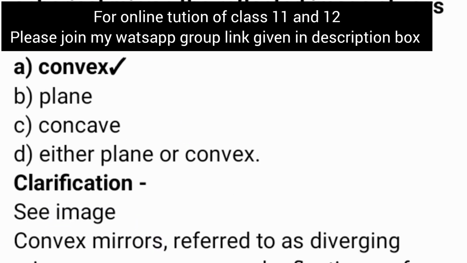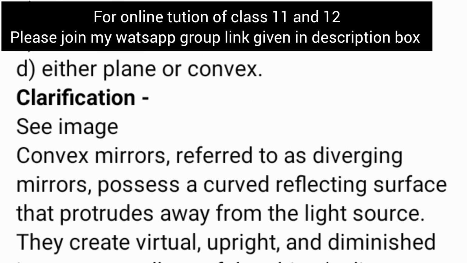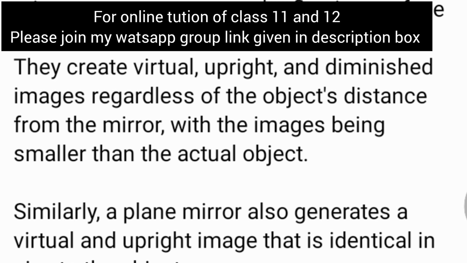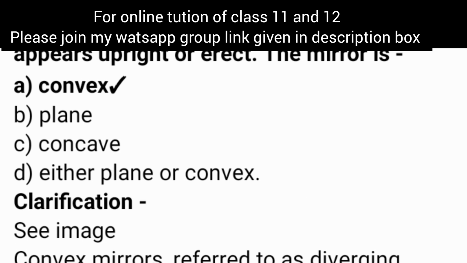Now let's see our clarification. Convex mirrors, referred to as diverging mirrors, possess a curved reflecting surface that curves away from the light source. They create virtual, upright and diminished images regardless of the object's distance from the mirror, with the images being smaller than the actual object. Similarly, a plane mirror also generates a virtual and upright image that is identical in size to the object. So our correct option is convex.